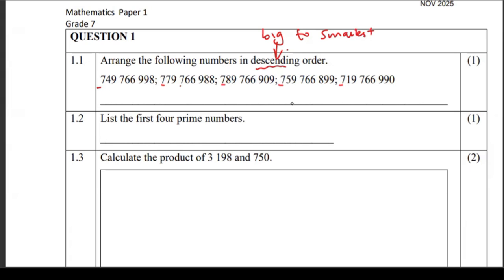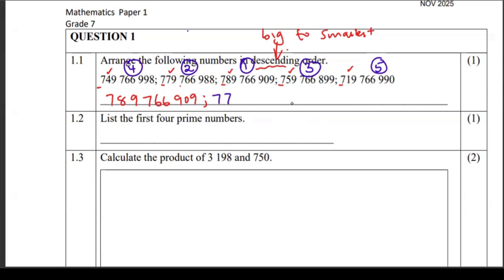Then let me look at the next digit. This is 4. This is 7. This is 8. This is 5. And this is a 1. So meaning that 789766901 becomes the biggest number. Okay, so we're saying this is number 1. Then we have 77 is going to be number 2. And then we have 75 is going to be a number 3. 74 is going to be a number 4. And then this will be our last number.